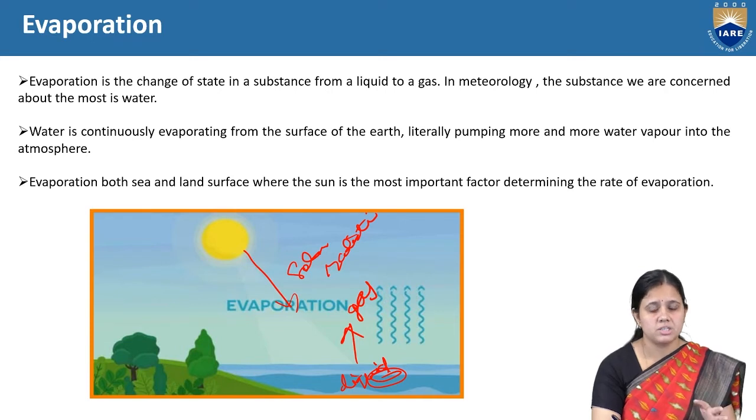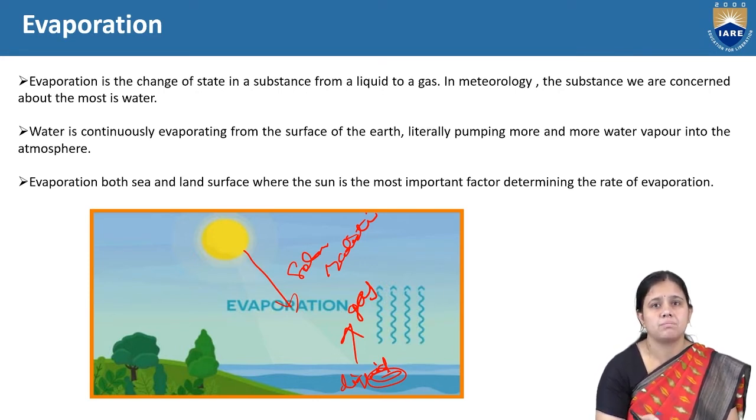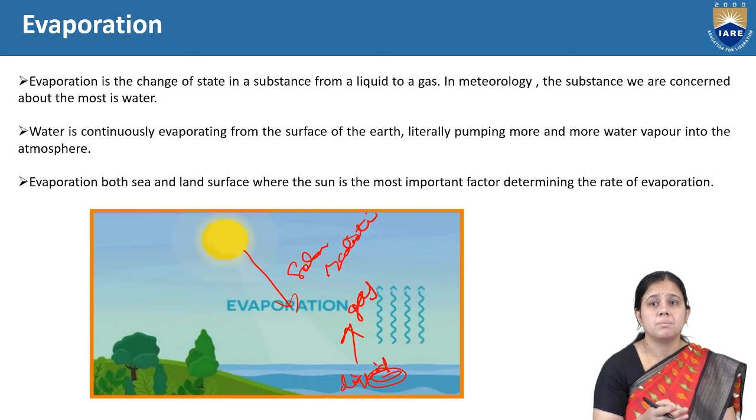And in meteorology, which is the study of the atmosphere, the substance we are concerned about the most is water. What is the main thing about evaporation? Water is continuously evaporating from the surface of the earth, literally pumping more and more water vapor into the atmosphere. Evaporation occurs from both sea and land surfaces, where the sun is the most important factor determining the rate of evaporation.